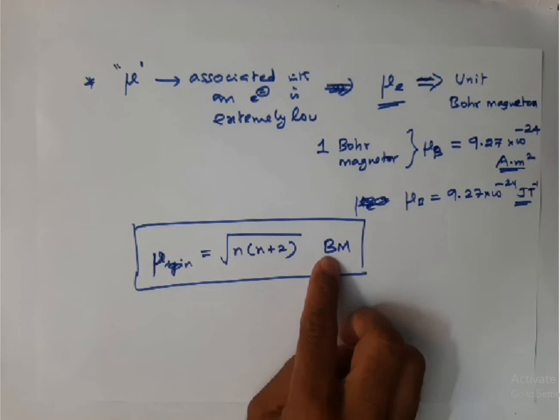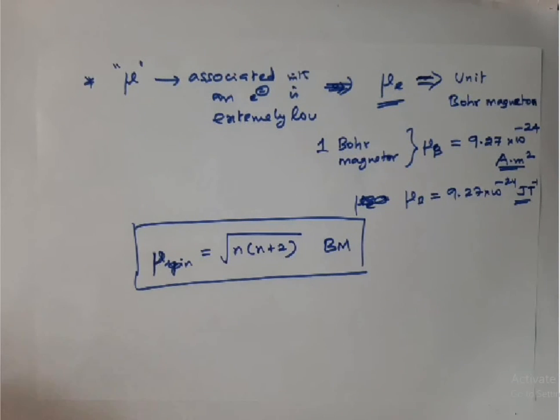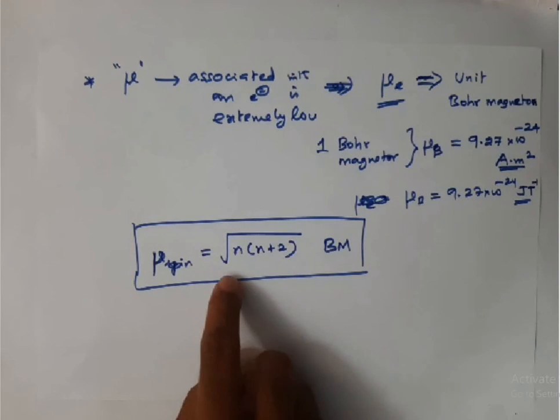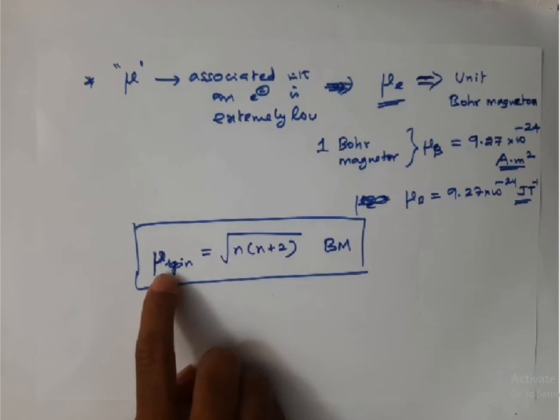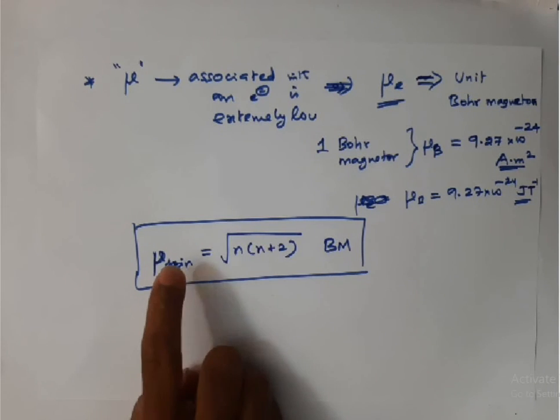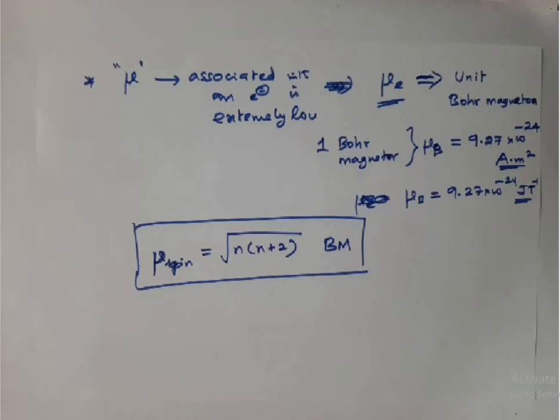Keep this in mind. Why? Because magnetic moment values are extremely low. That's the reason. And here I have given a formula. This formula will give you the magnetic moment due to spin alone, the spin only magnetic moment. Our magnetic moment arises out of the spin of the electrons. Is it clear, students? Any doubt? No doubt, sir. Very good.